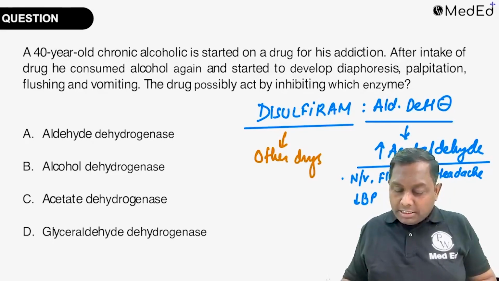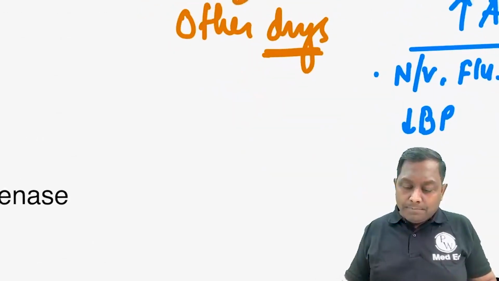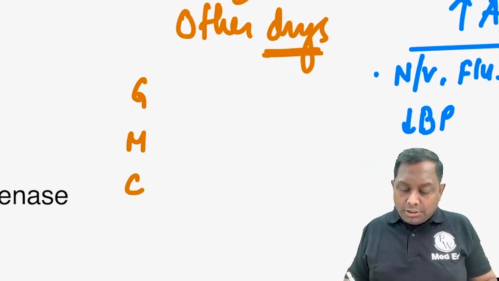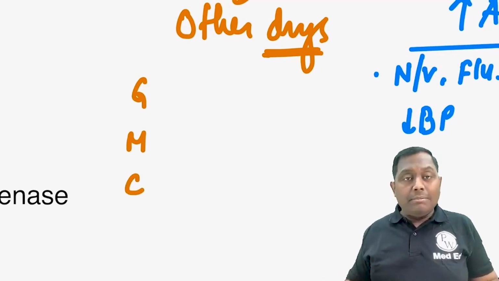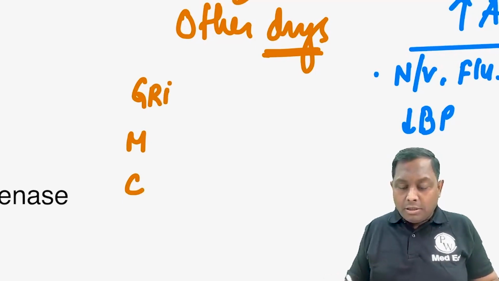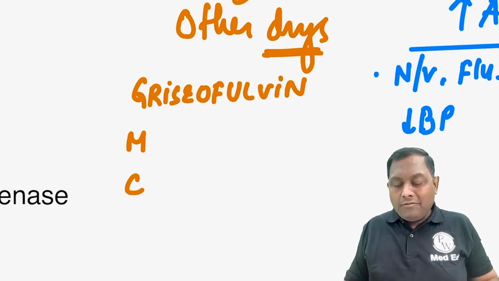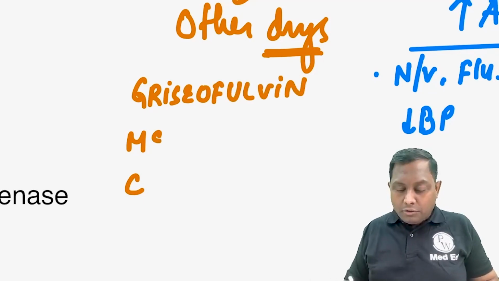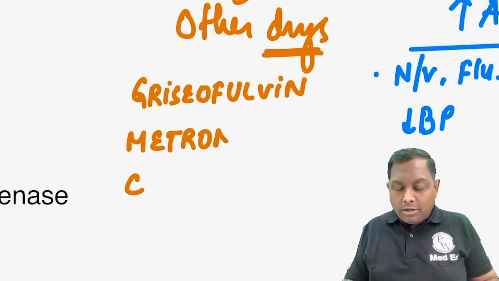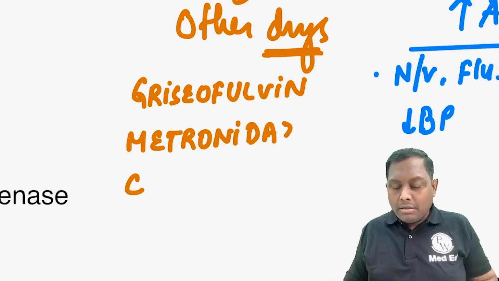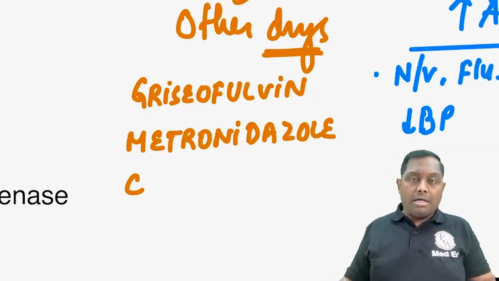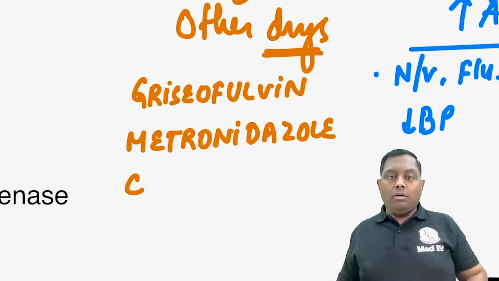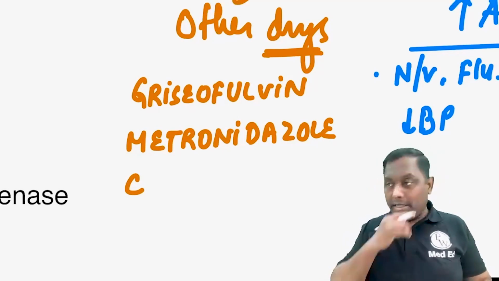There are other drugs that show disulfiram-like reaction, and we remember them as Government Medical College of Madhya Pradesh and Chhattisgarh. So Government Medical College stands for Griseofulvin, one of the antifungal drugs, and metronidazole, an anti-amoebic drug. This question also comes again and again. A patient is on an anti-amoebic drug, now consumed alcohol, what kind of problem is seen here? We call it a disulfiram-like reaction.